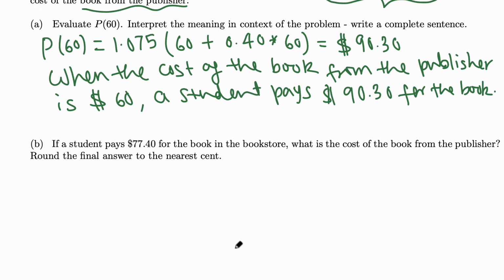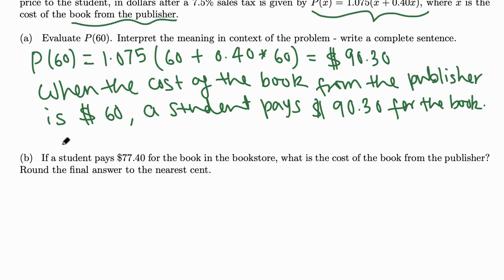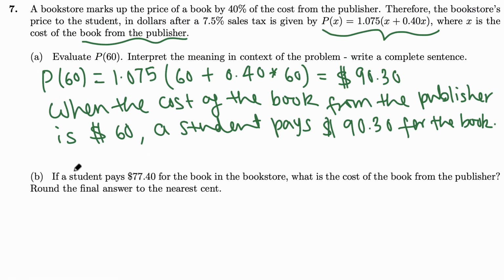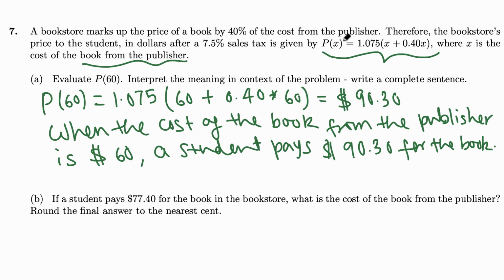Okay, now in part B, now backward, if a student pays $77.40, then what is the cost of the book from the publisher? So backward. So we are now given the price. So in this the price is given. Now we need to figure out x.